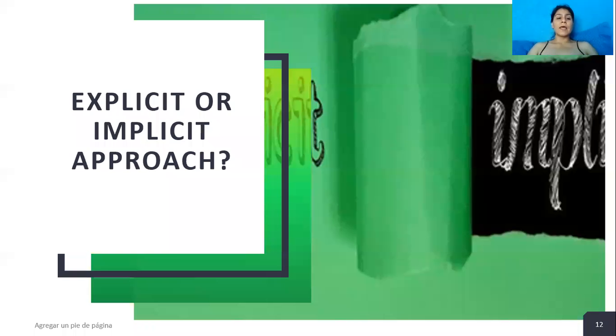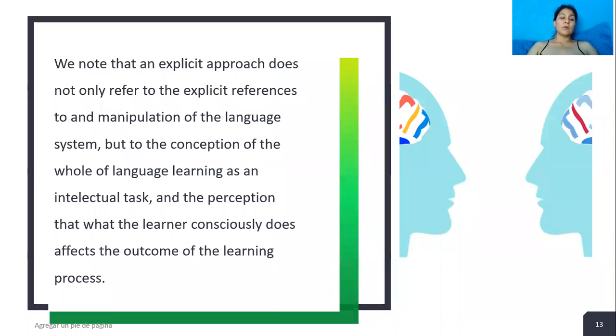Explicit or implicit approach. What about this? We know that an explicit approach does not only refer to explicit references to and manipulation of the language system, but to the conception of the whole of language learning as an intellectual task, and the perception that what the learner consciously does affects the outcomes of the learning process.